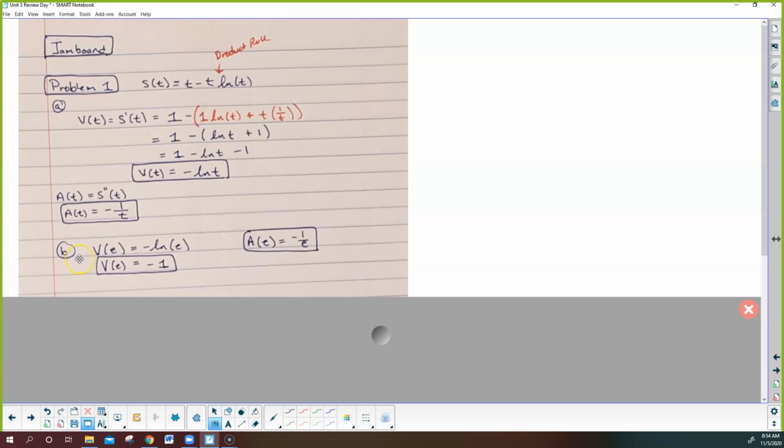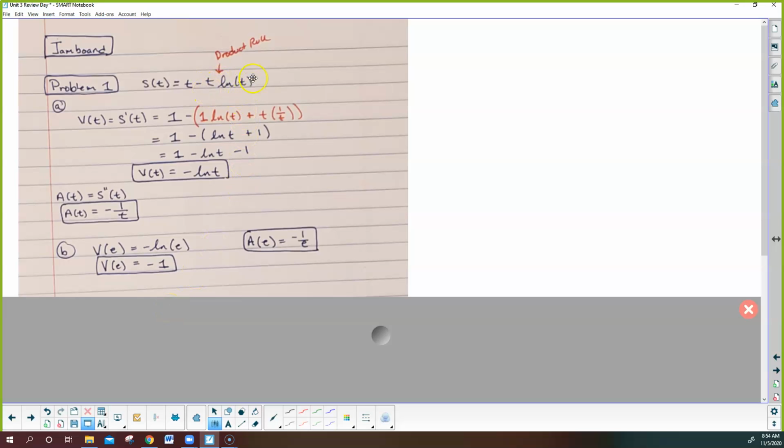But what are they asking? They're saying find the velocity at point E. Well, if I take the velocity equation and I plug E in, remember the natural log of E is 1, so the overall answer is -1. And then if I plug in E for acceleration, that's just -1 over E.